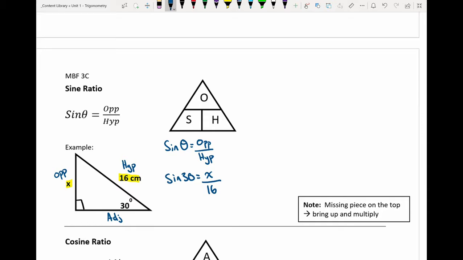Once we've filled in our information, we need to solve the equation for x. And the nice little trick here is, without going through the steps of solving the equation, moving things around, or canceling things out, whenever you're missing the top piece of information, so in this case the top part of my ratio or fraction is unknown, I'm going to bring the bottom up to the other side and multiply. So that's what this note over here is. Missing piece is on the top, I bring up and multiply. So 16 times sine 30 equals x. We see that 16 is now up, and we're multiplying, and we should get a final answer of 8, that missing side length.